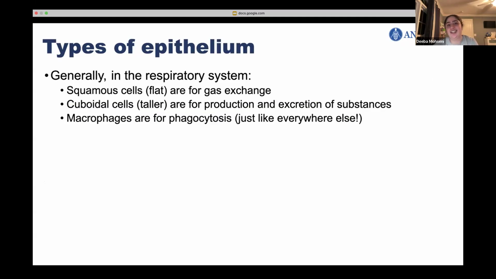Throughout your body, they're flat, like for other types of exchange, but for your respiratory system, specifically, it's for gas exchange. Your cuboidal cells are just a little bit taller, and that is everywhere. And then in the respiratory system specifically, you have your cuboidal cells that produce and excrete substances. And then macrophages, always, always, always for phagocytosis. And that again is just the digesting of the bad things and all of that.